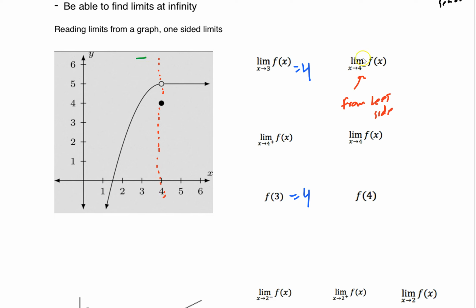So this minus sign means from the left. Let's look at what's going on this side. As you get close to 4 on the x, what's my y doing? Well, my y is getting closer, looks like, to 5, right? On this side, it looks like it's going toward 5. Now, as you probably guessed, if minus means from the left, plus means from the right.